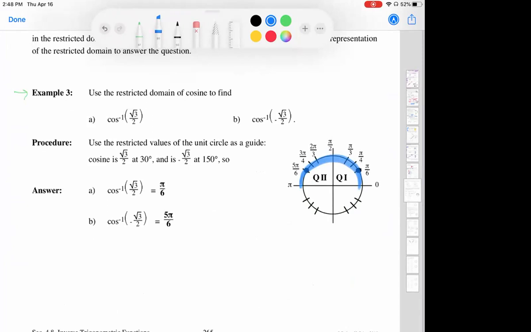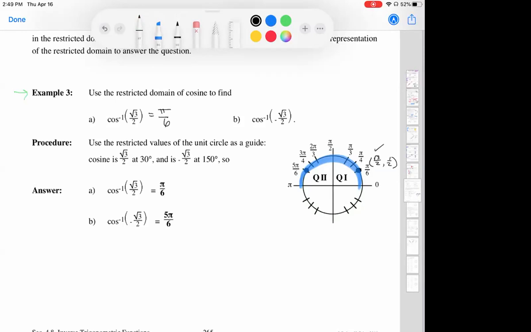So let's go ahead and solve for these. Cosine inverse of square root of 3 over 2. All right, we have that here, right? At pi over 6. At pi over 6, we have the coordinate point, square root of 3 over 2, and 1/2. And cosine is the x. So cosine inverse of square root of 3 over 2, our answer would be pi over 6.